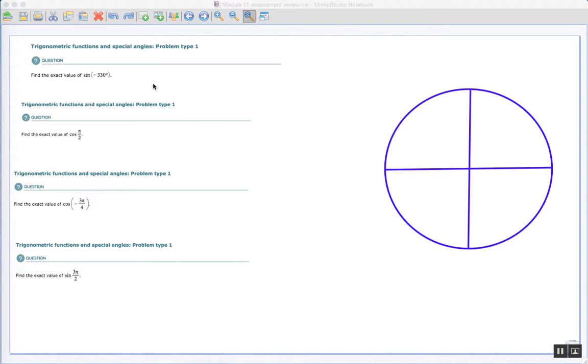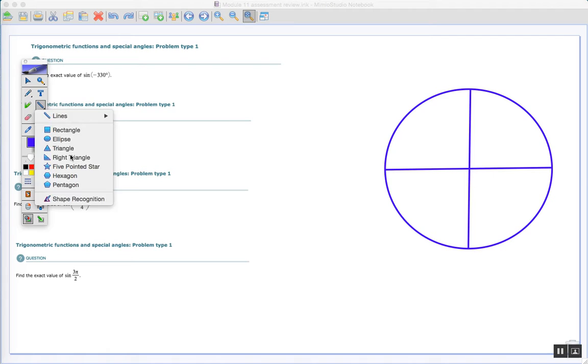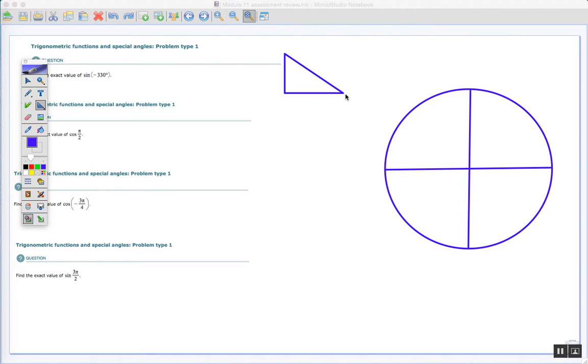This lesson is on trig functions and special angles. So before we try to solve problems of this type, we first need to do a quick review of our two special right triangles and also of our unit circle. Our two special right triangles, in previous videos I've shown how those are derived. So this time I'm just going to go ahead and draw these triangles.